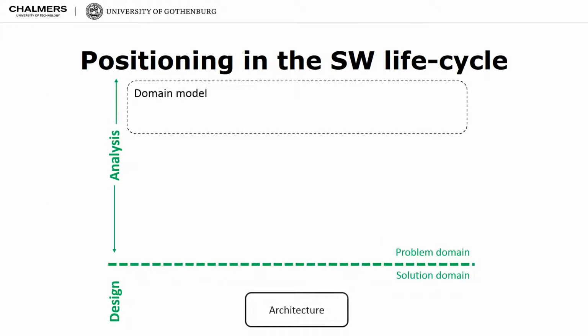The previous distinctions may become clearer when we look at the positioning of domain models in the software lifecycle. So as you know, we have two intertwined phases of analysis and design. And at this point, it should be clear that the architecture is the first step into the solution domain, where you start designing what your system is going to look like.